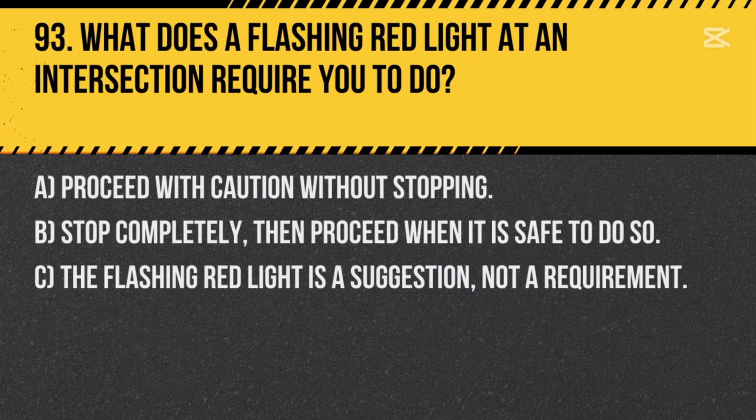Question 93. What does a flashing red light at an intersection require you to do? A. Proceed with caution without stopping. B. Stop completely, then proceed when it is safe to do so. C. The flashing red light is a suggestion, not a requirement. Answer: B. Stop completely, then proceed when it is safe to do so. A flashing red light is treated as a stop sign, requiring drivers to come to a full stop and only proceed when the way is clear.